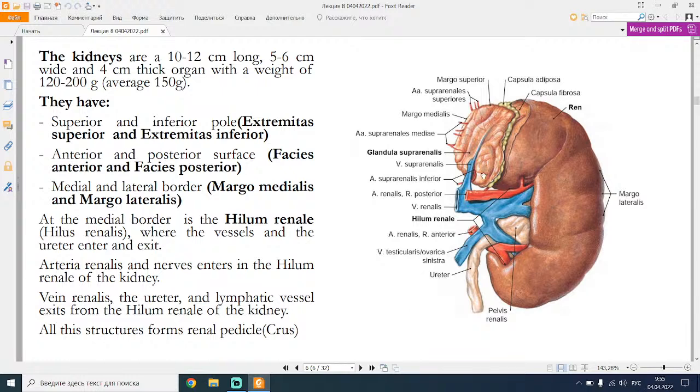All these structures form the renal pedicle. Hilum renalis, renal pedicle: arteria renalis, vena renalis, and ureter and lymphatic vessels.